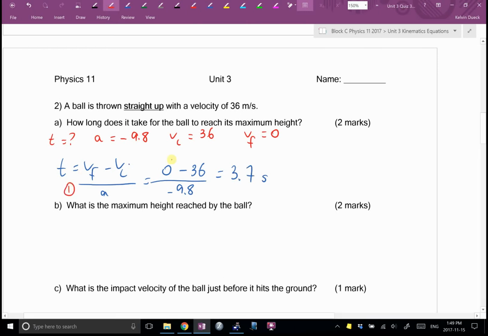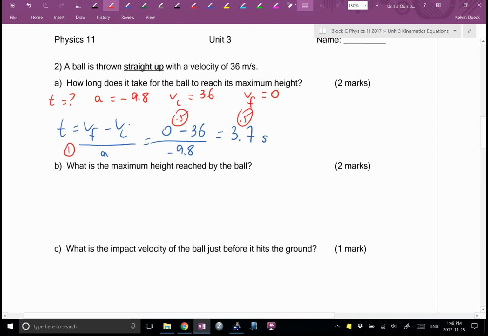As before, 1 mark, half mark, half mark. Probably other ways you could have found T, but that's what I would have gone with. It's the cleanest. What's the maximum height reached by the ball? I think now it's asking me to find a displacement. But we're still at the top, so I think, Maggie, I'm not going to relist everything. I'll just keep it on the screen.